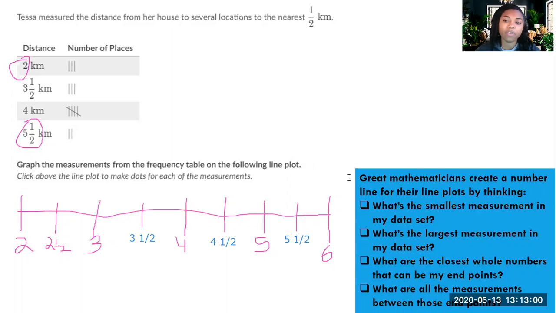Remember, every time we're trying to create a number line for your line plots, think, what's the smallest measurement in my data? What's the largest measurement in my data set? What are the closest whole numbers that can be my endpoint? What are all the measurements between those endpoints? Think, what are the whole numbers first? Mark those. Then break up each whole into your fractional parts. Use what you know about fractions.